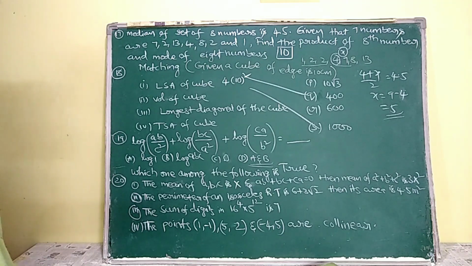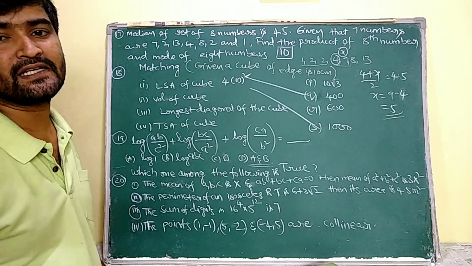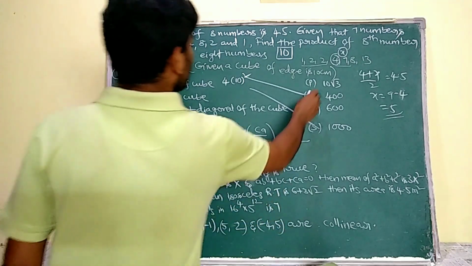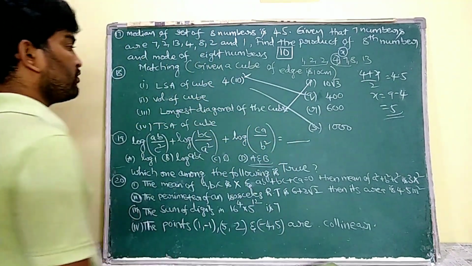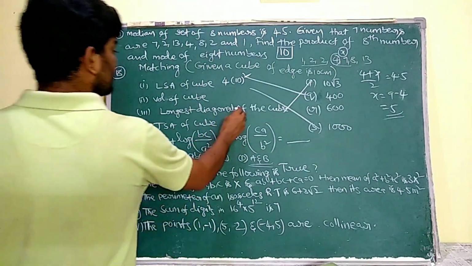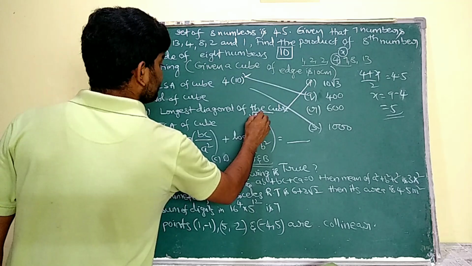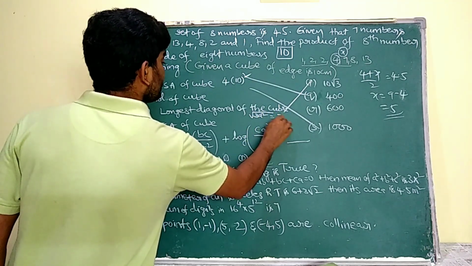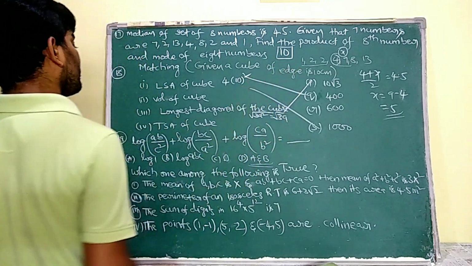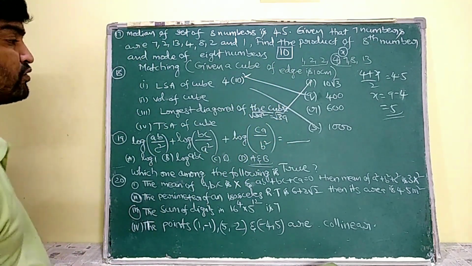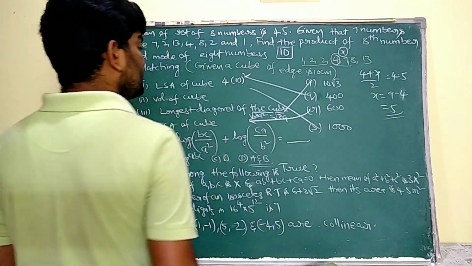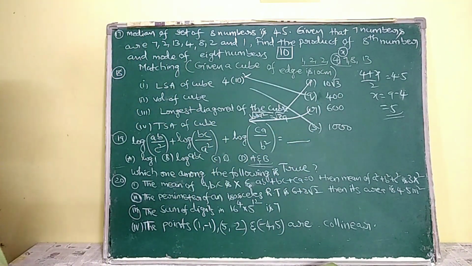Now the longest diagonal, we know, is root over a square plus a square plus a square, that is root of 3a square, that is root 3 into a. Root 3 into side is 10 root 3. So that is why 10 root 3. Total surface area of the cube, we know, is 6a square, which is 600 centimeters square.